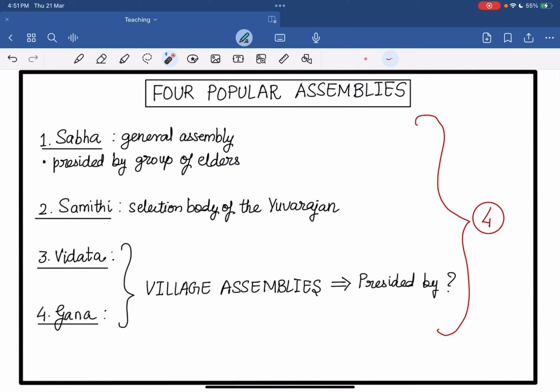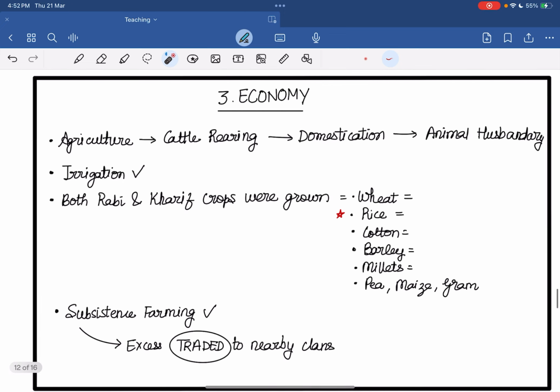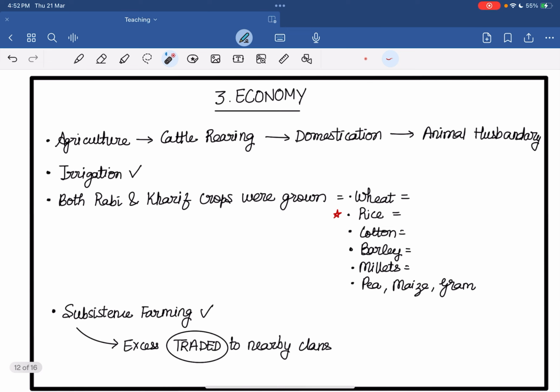And it's common sense who is going to be presiding over these assemblies. Obviously, the Raja can't preside over the village assembly. He has also got a reputation. Why will he come and preside over the village assemblies that are very local? So, these village assemblies are presided over by Gramani. Remember, one of the things that Gramani does is look after the local disputes. So, it is the Gramani that's going to preside over Vidata and Gana. Now, let's move forward with the economical setup of the EVP, the Early Vedic Period.